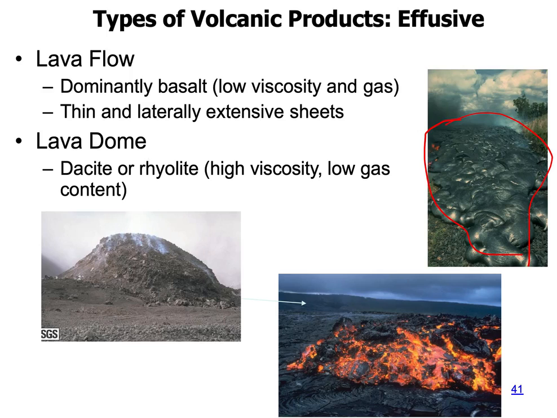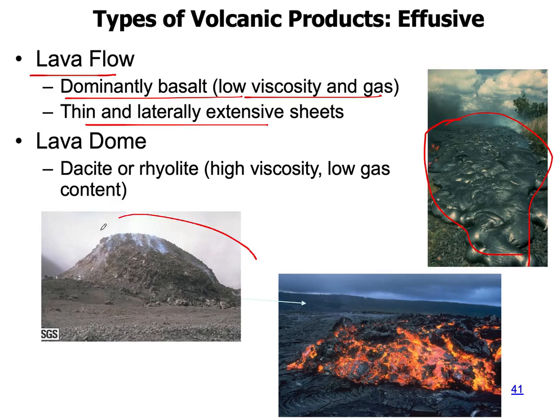Okay, so this flow is known as lava flow, and they are dominantly basalts because these are extrusive rocks. They have low viscosity and are gaseous in nature. We have seen vesicular basalts, right? So they are thin. It may be thick. It's not necessary that the lava flow is always thin, but yeah, dominantly it is thin.